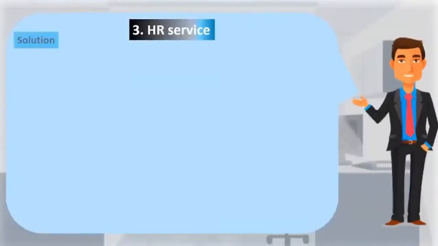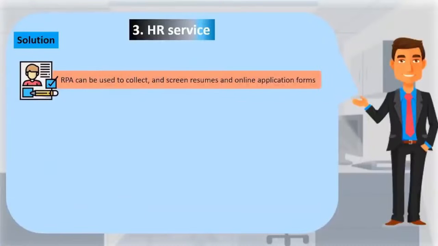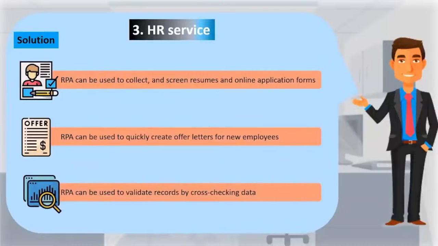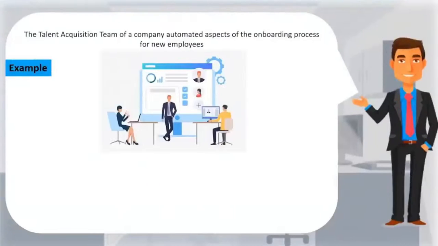So the possible solution for this is RPA, which can be used to collect and screen resumes and online application forms, conduct thorough background checks, and compare the information to all the relevant job requisitions. This allows the best candidates to be shortlisted. RPA can be used to quickly create offer letters for new employees that are both personalized and accurate, and also validate records by cross-checking data such as absentee reports against time logged in the corporate network, and alerting when information is missing or inconsistent. The talent acquisition team of a company automated aspects of the onboarding process for new employees.